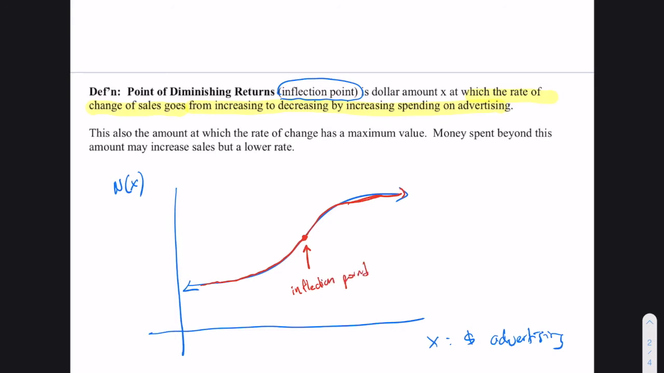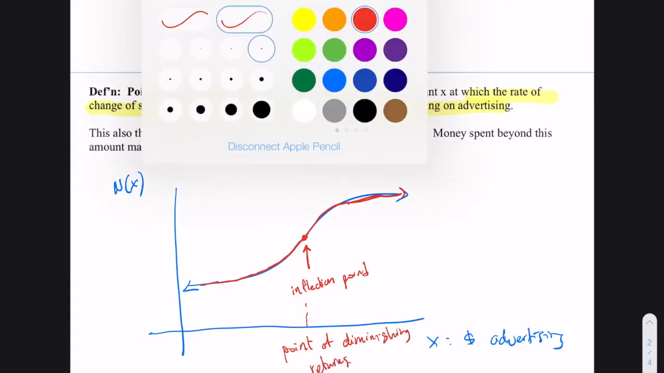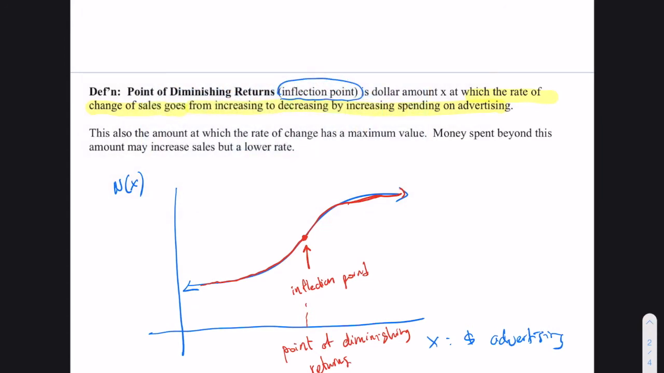Or we can say that's the dollar amount that is the point of diminishing returns. Look at the slope of the tangent line. You see how the slope of the tangent line is increasing. Let me use a different color here. The slope of the tangent line is increasing before that point. The rate is increasing, and then it starts decreasing. The slope of the tangent line starts decreasing.